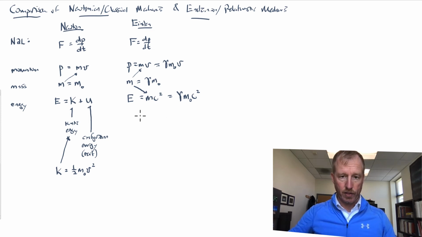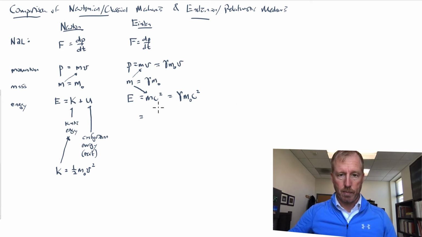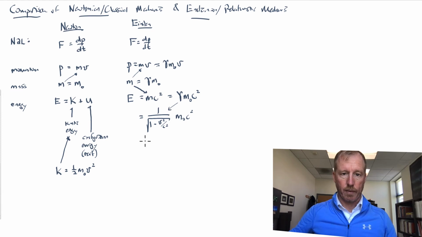Let me say a couple of things about this. And you may or may not be familiar with some of the mathematical concepts I'm going to talk about in a moment, but just bear with me if you're not. Okay? So what is gamma? Once again, remember gamma is 1 over the square root of 1 minus v squared over c squared. So I'm going to go ahead and explicitly plug that in for gamma.